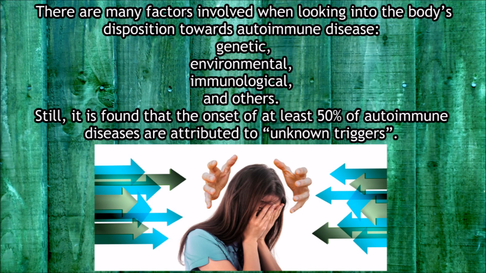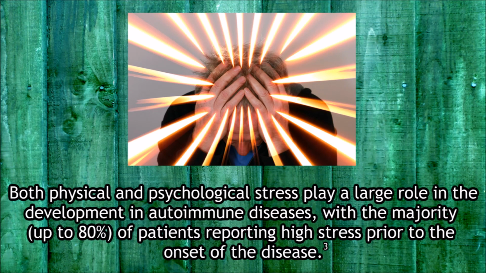There are many factors involved when looking into the body's disposition towards autoimmune disease, such as genetic, environmental, immunological, and others. Still, it is found that the onset of at least 50% of autoimmune diseases is attributed to unknown triggers. Both physical and psychological stress play a large role in the development of autoimmune diseases, with a majority, up to 80%, of patients reporting high stress prior to the onset of the disease.